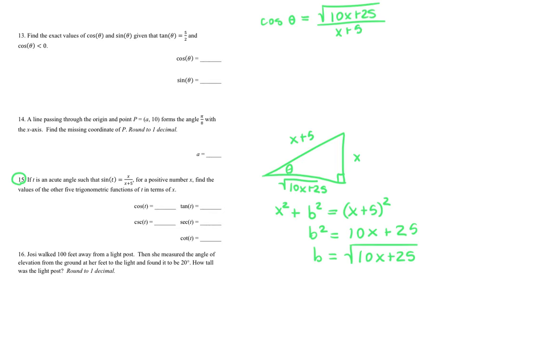Secant should just be 1 over cosine, so secant of theta should just be x plus 5 over square root of 10x plus 25. Okay, and then we know what sine is, and we know that cosecant should just be 1 over sine.